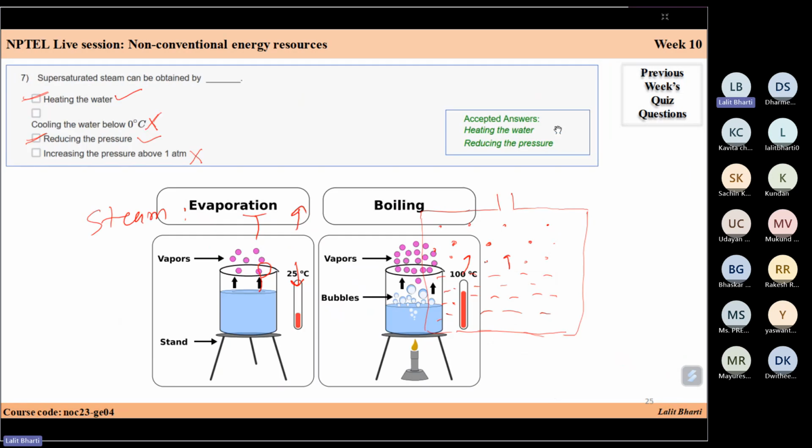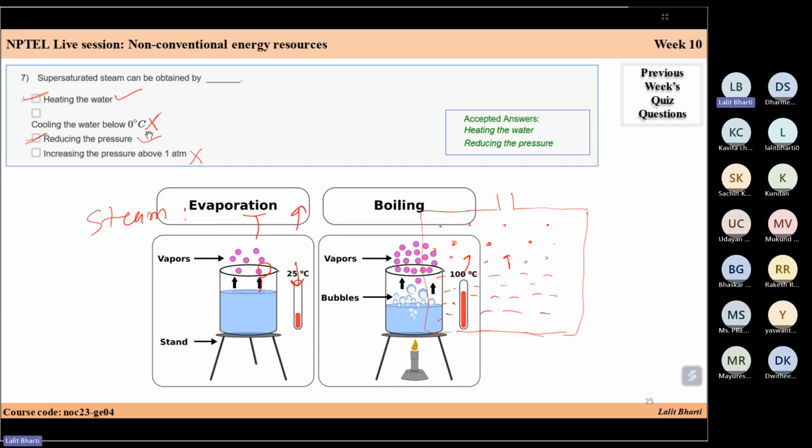Then the next question is on evaporation and the boiling point of water. So supersaturated steam can be obtained by what? We have discussed where you use supersaturated steam. Here we are just comparing normal evaporation with boiling. So let us take the question options. First is the heating of the water. That is correct. We need to first heat the water to make the steam.